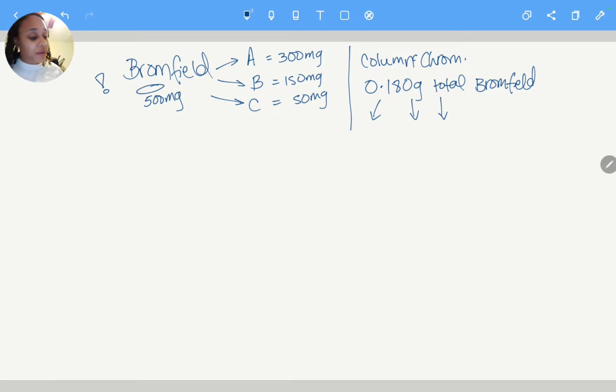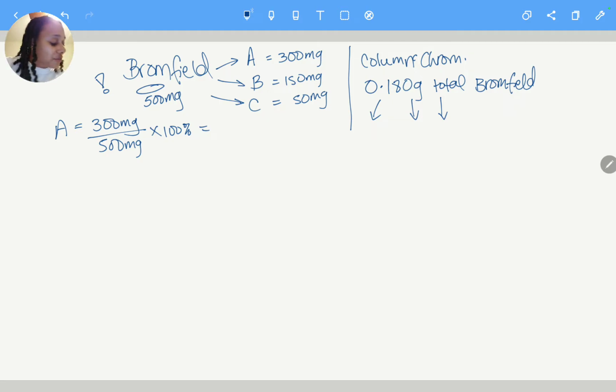So to do this, and I have my calculator out because I can't do this in my head. So for compound A, you have 300 milligrams, and you want to figure out what percentage of your sample is A. So take the 300 milligrams divided by 500 times 100%. So 300 divided by 500, and that gives us 60%. So 60%, I should have been able to do that in my head. I don't know why I was thinking I couldn't.